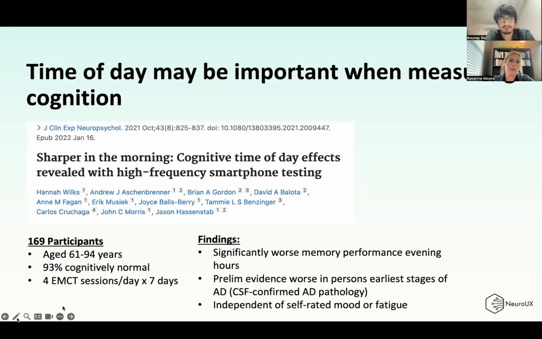So this is just more evidence that there is a lot of ecological validity in measuring people across different times of the day. We can look at diurnal patterns as well, and how that really gives you a nice sampling of overall cognitive ability in daily life.